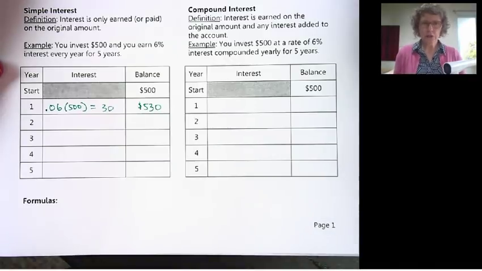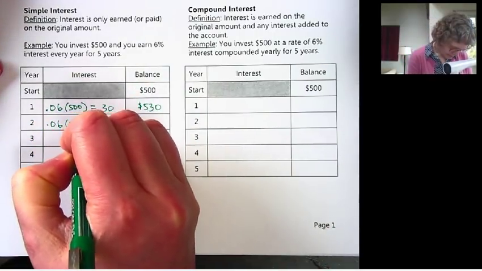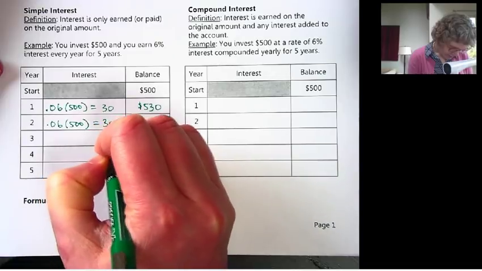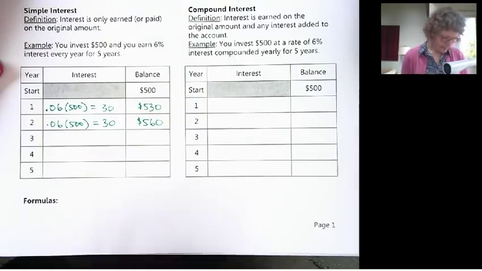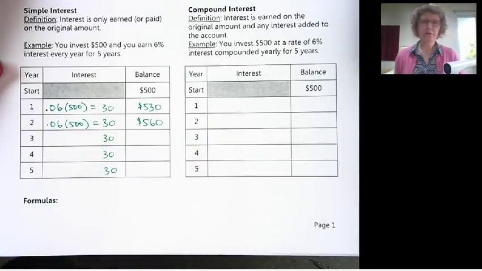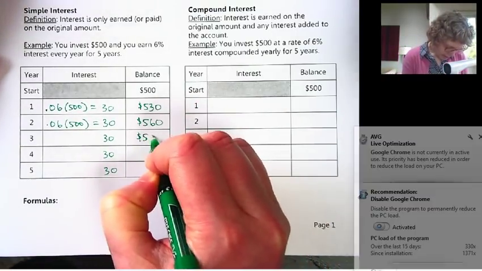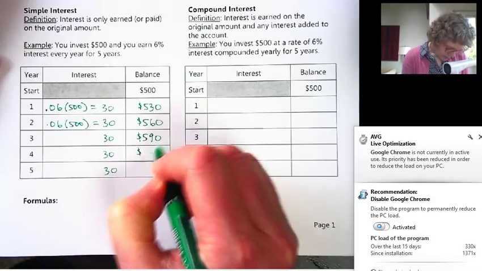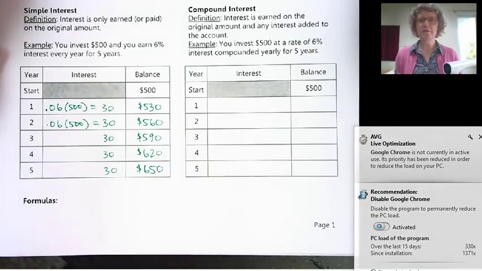Okay, year 2, you get interest again, but it's simple interest, so you only get interest on the $500. Still $30, so now that's going to be 560. Okay, this is going to stay the same. I don't think we need to write it out every single time, because with simple interest, you get the exact same amount of interest every single time. So we're going to keep adding on $30 here. So 590, 620, and we have $650 at the end of 5 years.